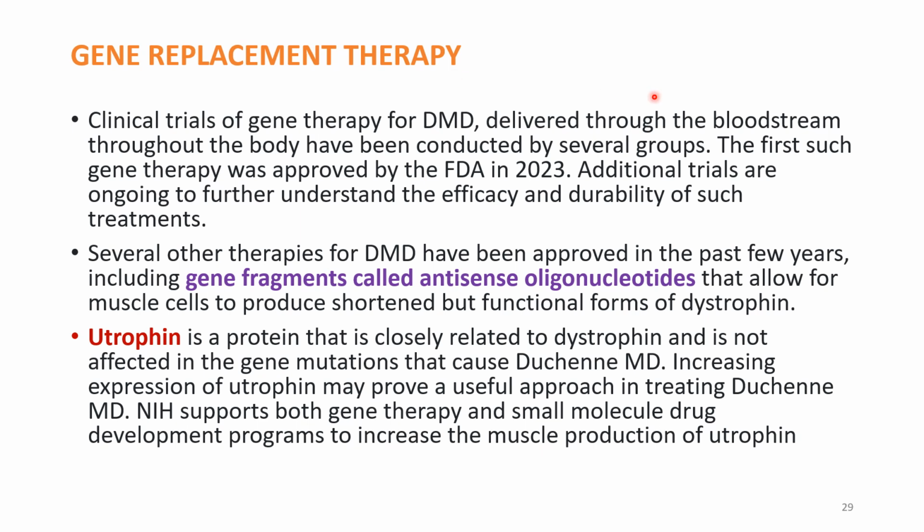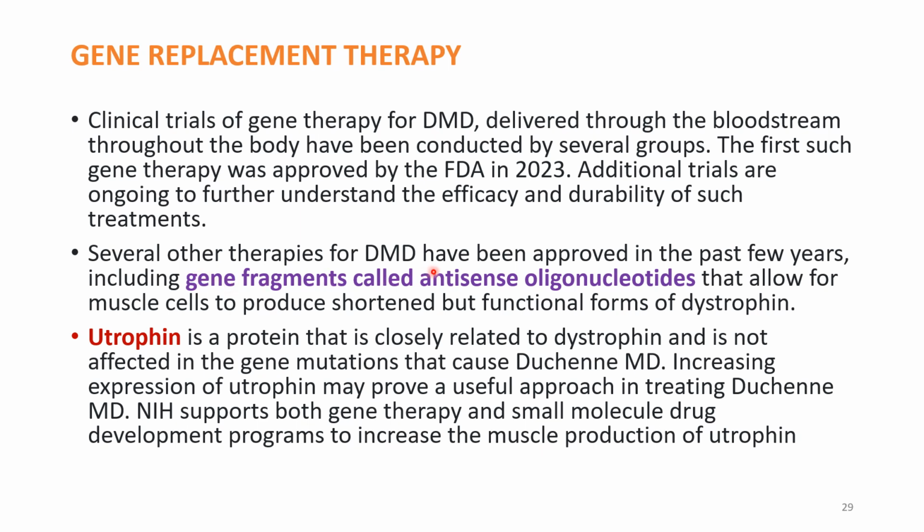Gene replacement therapy. So this is the advanced one. Clinical trials are going on for gene replacement therapy for Duchenne muscular dystrophy. Treatments delivered through the bloodstream throughout the body have been conducted for several groups. The first gene therapy was approved by the FDA in 2023. Additional trials are going on to further understand the efficacy and durability of such treatments.